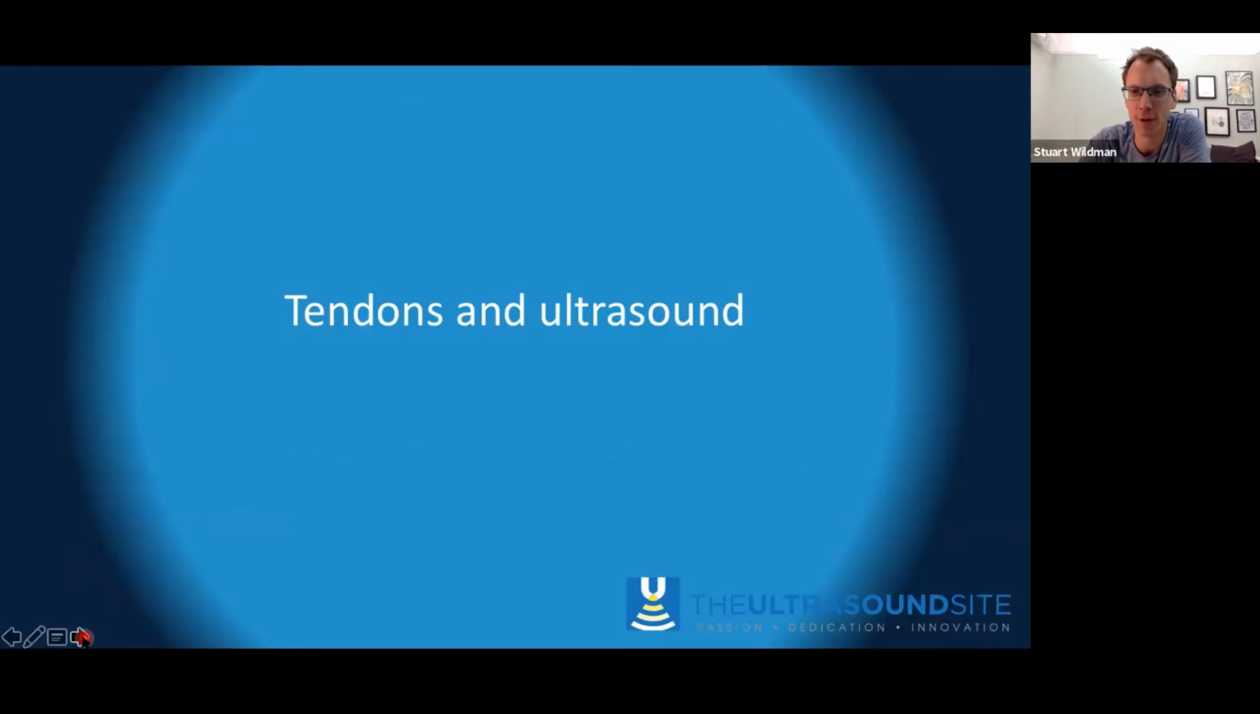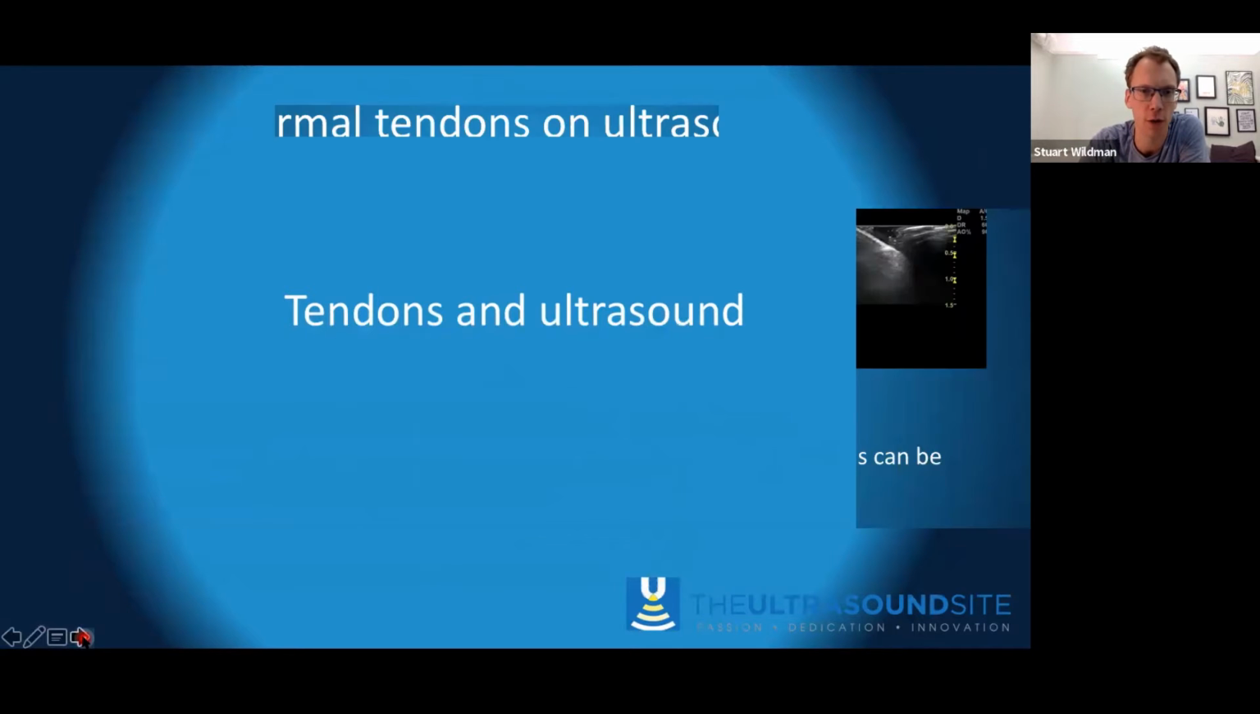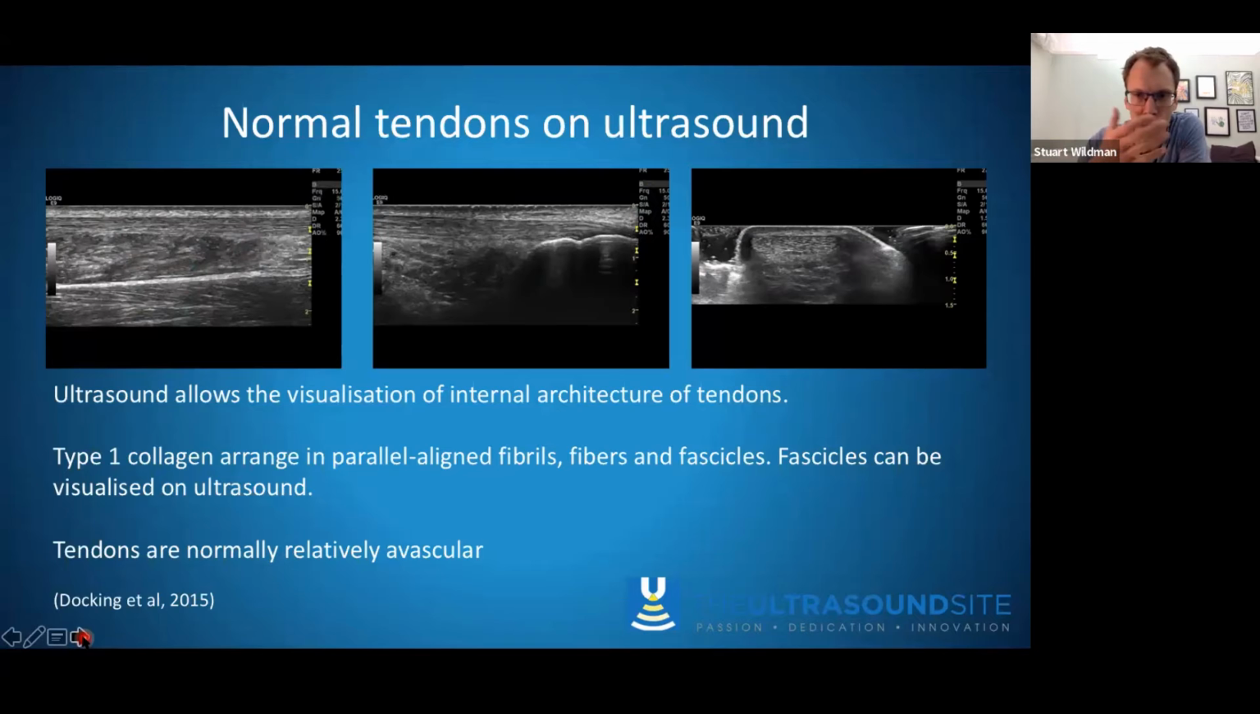So tendons and ultrasound. This is my first port of call for the evening, a brief overview of tendons and ultrasound. First, normal appearances of tendons. These are all Achilles tendons. When you're starting to scan your Achilles tendon, although it's a bit tricky to scan yourself, if you've got longer arms, it's a bit easier. But it's a nice big tendon to get a hold of and to evaluate.